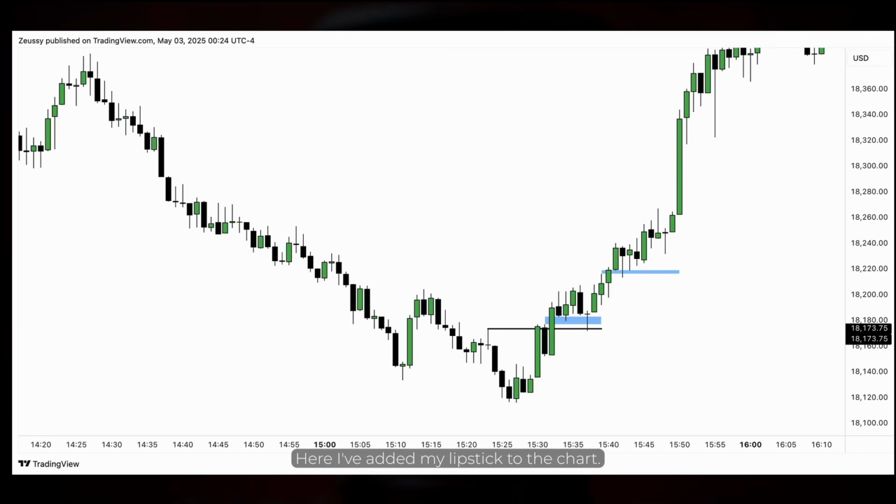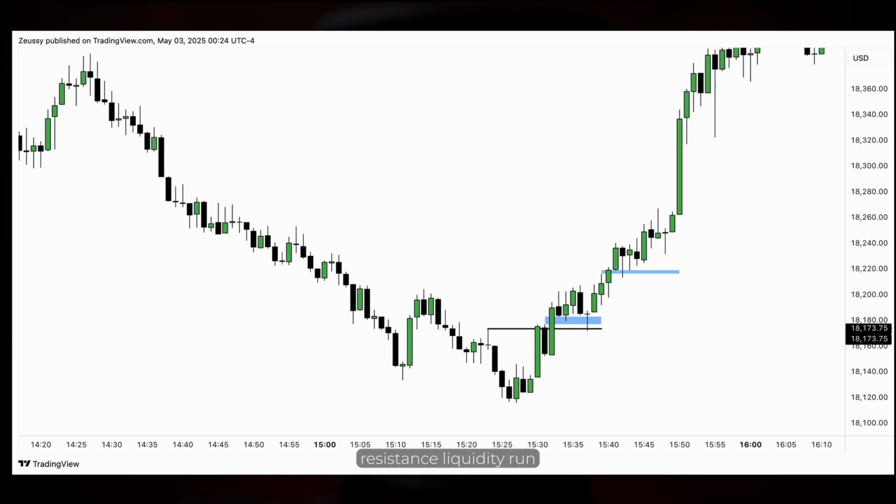Here I've added my lipstick to the chart, and what you can see is that we saw the market expand towards the downside throughout the left side of the curve here. Do you see how the market was very slow and it was very choppy delivery, where the market was just delivering lower in a very slow manner with a lot of back and forth going on right here? That's a high resistance liquidity run.